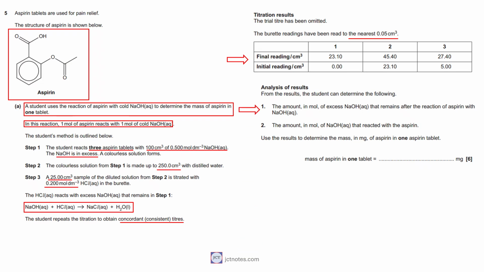First, the amount, in moles, of excess sodium hydroxide remaining after the aspirin has reacted. Second, the amount, in moles, of sodium hydroxide that reacted with the aspirin. We are then asked to use the titration results to determine the mass of aspirin, in milligrams, contained in 1 aspirin tablet.